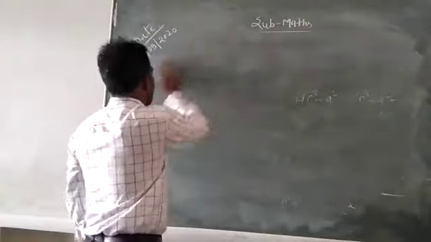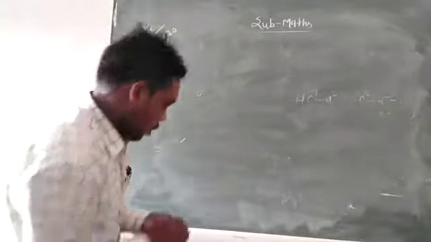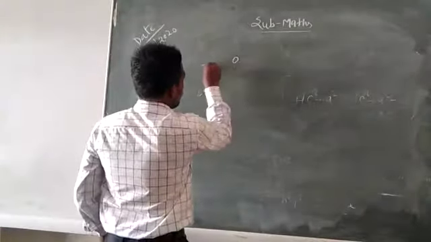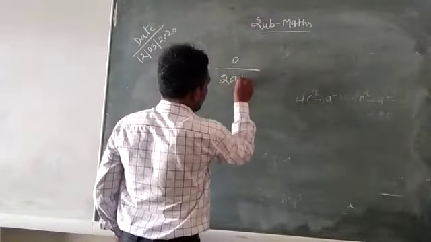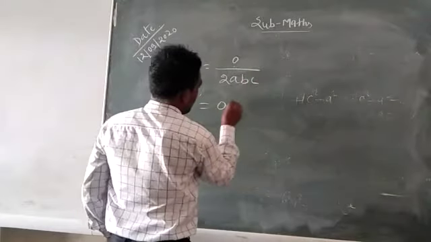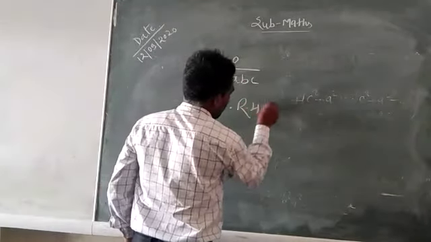In the question we find 0 divided by 2abc and we get 0. This is our right hand side.